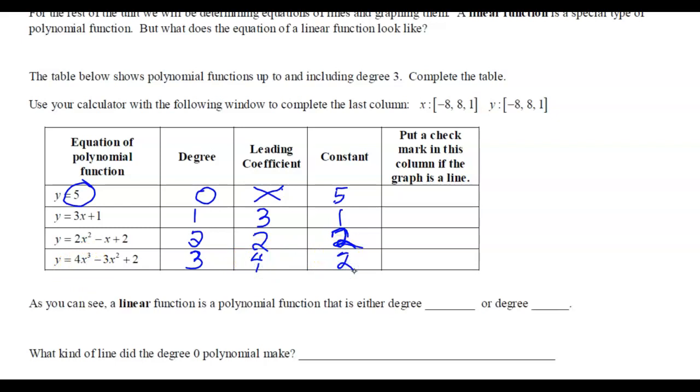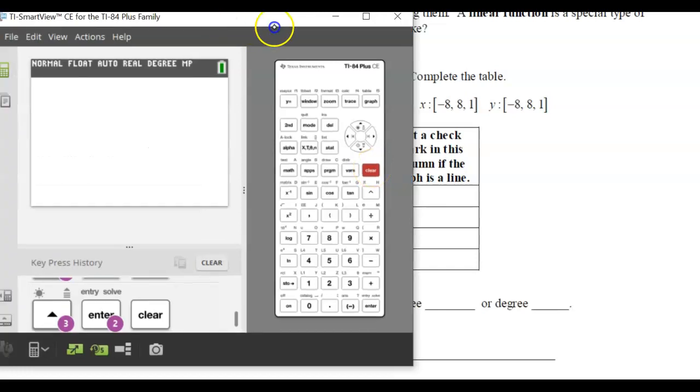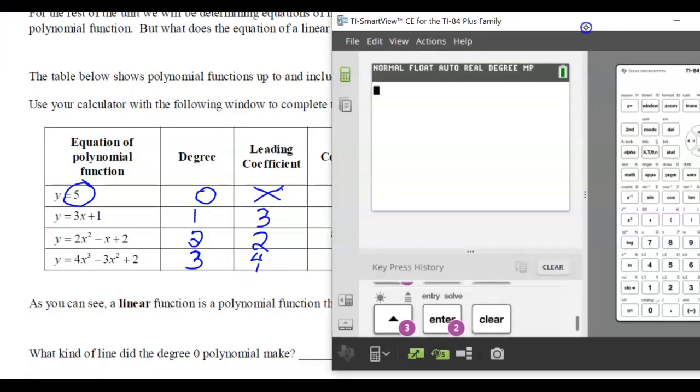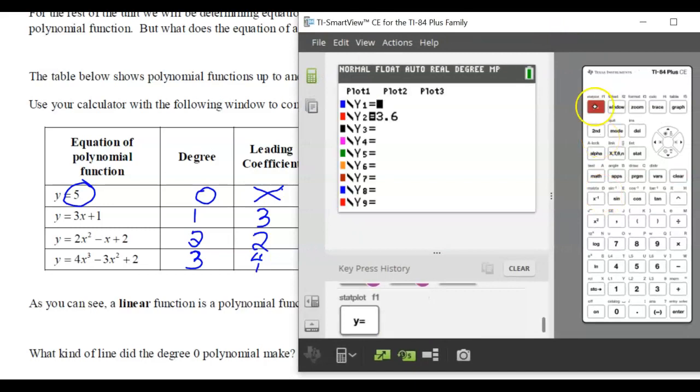Okay, so let's practice. I've got a TI out. It's going to be similar for the Casio. So go to your y equals. In a Casio, you go to graph. Make sure you've cleared off anything that's already in there. Okay.